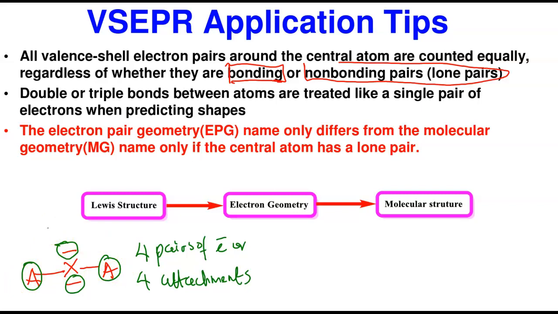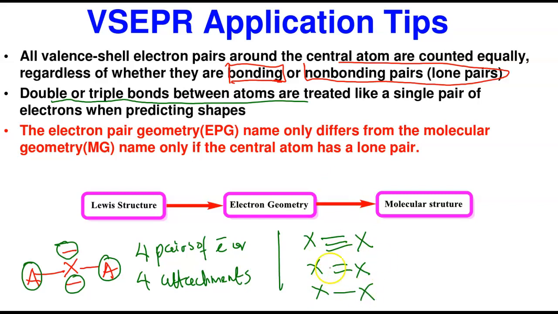Secondly, what is another rule? The other rule is that double bonds and triple bonds are counted equally. It doesn't matter. If an atom has a triple bond, or a double bond, or a single bond, they are all counted as a single pair of electrons. It does not matter how many bonds are between them. And we're going to see the application of this.